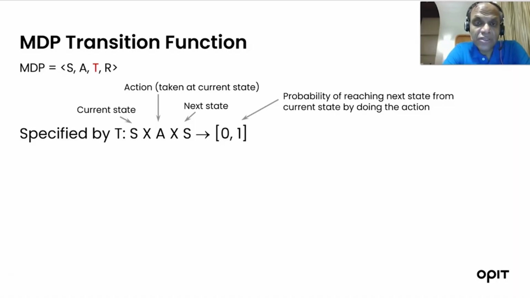Another, more conventional and more generic way to specify the transition function is what we have on this slide: the transition function takes as input three parameters, namely the current state, the action taken at the current state, and the next state. And it returns the probability of reaching the next state given the state and the action taken at that state.